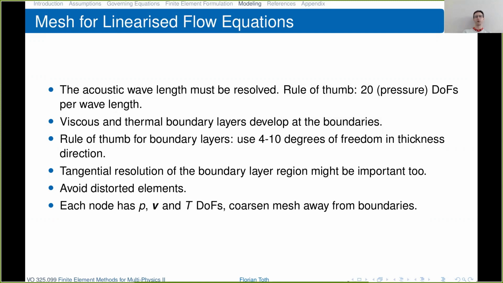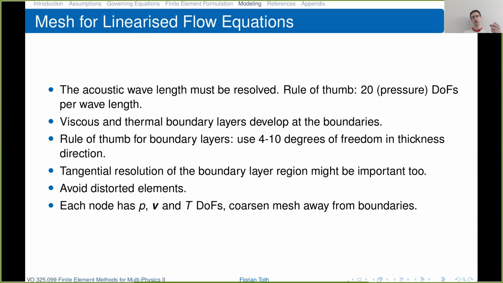First, as always in acoustics, we have to resolve the acoustic wavelength. The rule of thumb, 20 degrees of freedom per wavelength, is a good starting point here. But we also have to know that viscous and thermal boundary layers will develop at the boundaries. These boundary layers we also need to resolve, which typically requires a much finer mesh than for the acoustic wavelength. A good rule of thumb for the boundary layers is to use 4 to 10 degrees of freedom in the thickness direction of the boundary layer. The tangential resolution of the boundary layer might be important too, but this seems to be problem dependent.